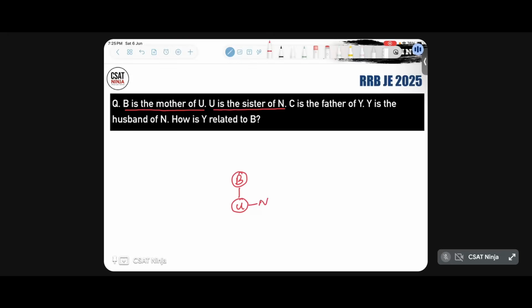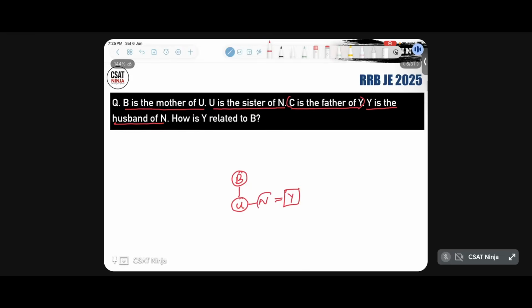Next one, let's look at the next statement here. C is the father of Y. C is the father of Y. That means I don't have any relation here. I don't have C as well as I don't have Y. So I can keep this statement for once. And let's move on to the next statement here. Y is the husband of N. Y is the husband of N. Remember, Y is the husband means that, from statement number 1, we have learned that there is no illegal relation, which means that N will be the wife there. If Y is the husband, then N is the wife there.